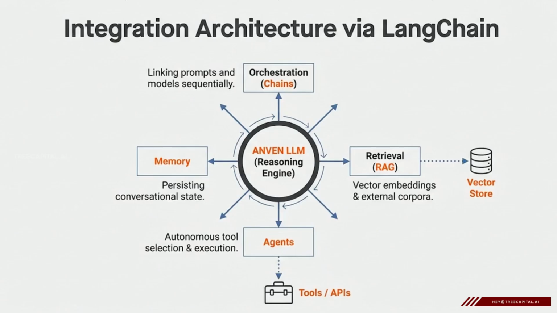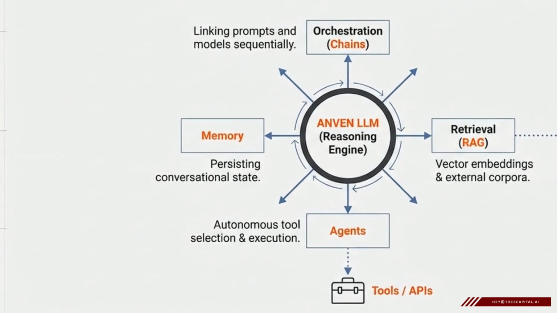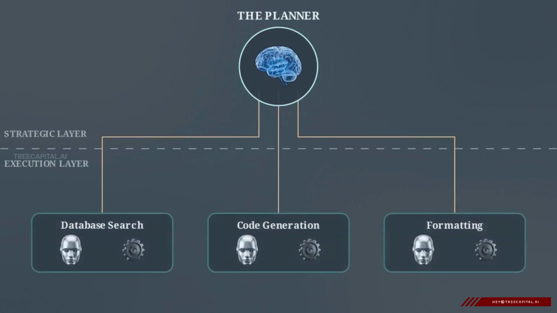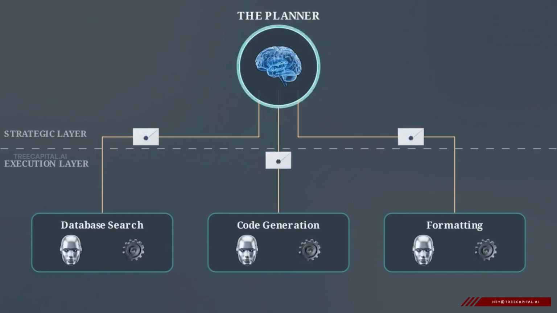This diagram illustrates how Anven operates as the reasoning engine within a LangChain architecture, acting as the primary orchestrator for complex tasks. It takes the initial user request, breaks it down into verifiable logical steps, and delegates work to specialized agents through orchestration chains. By handing off these subtasks, the system enforces a strict separation of concerns. The planner stays focused on overarching strategy and process management, while lower-level agents handle narrow execution.